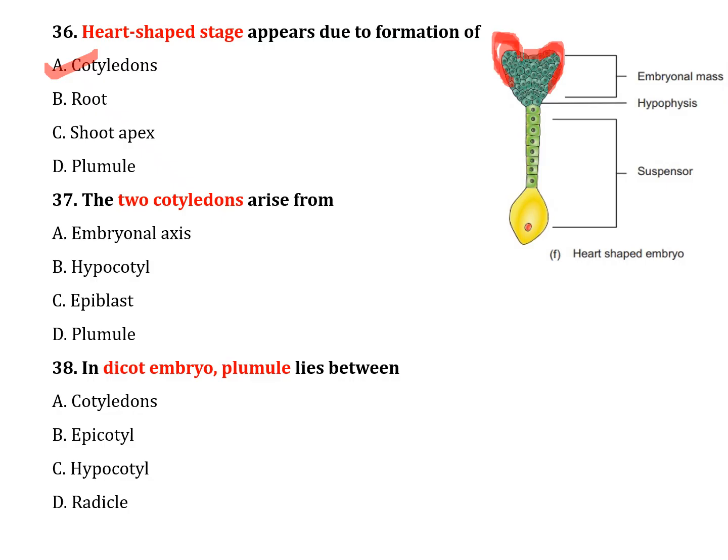The next question, number 37. The two cotyledons arise from: option A, embryonal axis. Option B, hypocotyl. Option C, epiblast. Option D, plumule. Correct answer is option A, embryonal axis. The next question, number 38. In dicot embryo, plumule lies between: option A, cotyledon. Option B, epicotyl. Option C, hypocotyl. Option D, radical. Correct answer is option A, cotyledon.